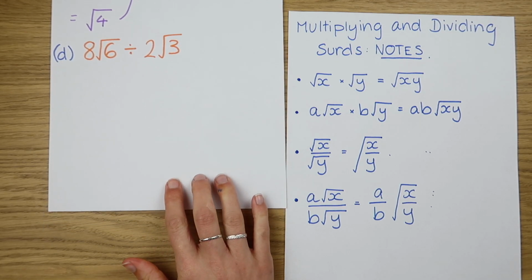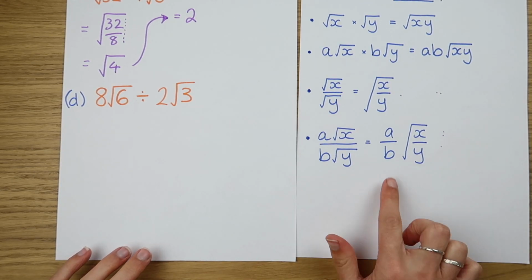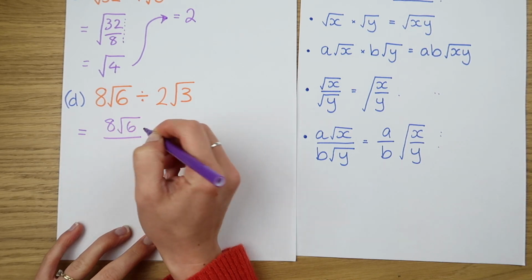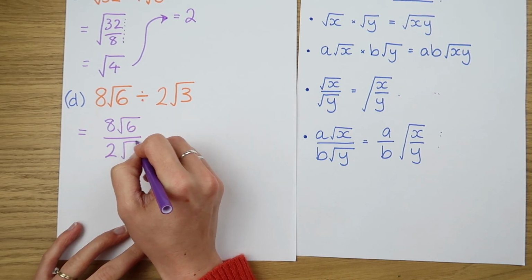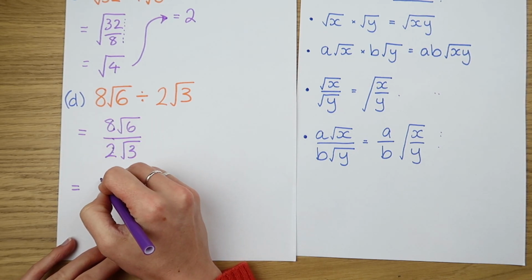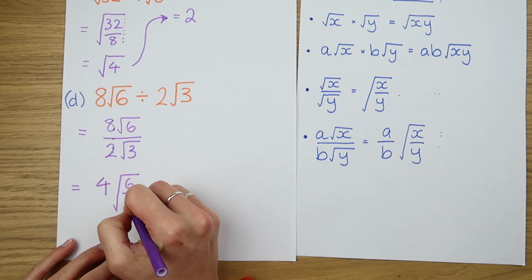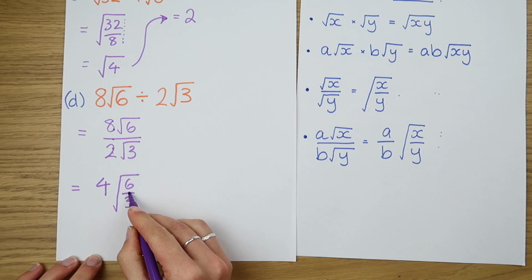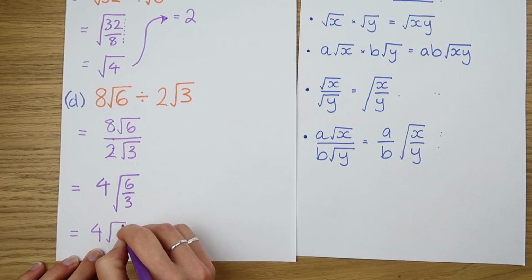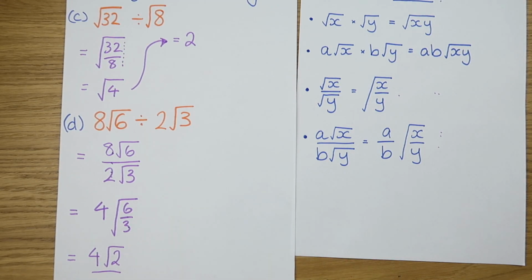The next example, 8 root 6 divided by 2 root 3. Again, I'm going to follow the same process as I did with this one, where I put it in a fraction, 2 root 3. Now, 8 divided by 2 equals 4, and that is 6 over 3, that next part. 6 divided by 3 is 2. So my answer for this one will be 4 root 2. And that is how you divide surds.